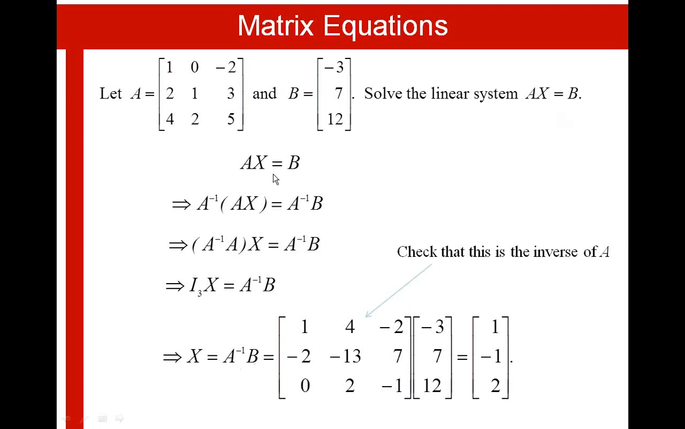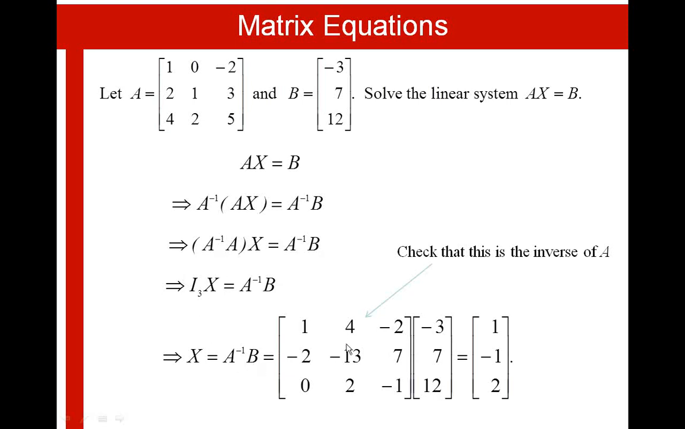How we obtain this is as follows. We multiply both sides of the equation by the inverse of A from the left hand side, as seen here. A minus 1 times AX is equal to A minus 1 times B. But A minus 1 times A is the identity matrix. Therefore, X is equal to A minus 1 times B.